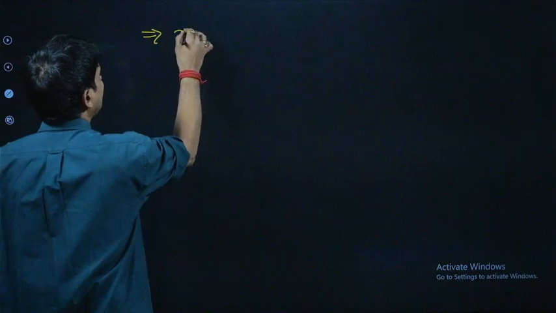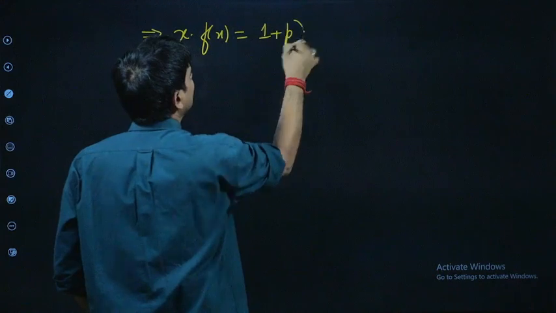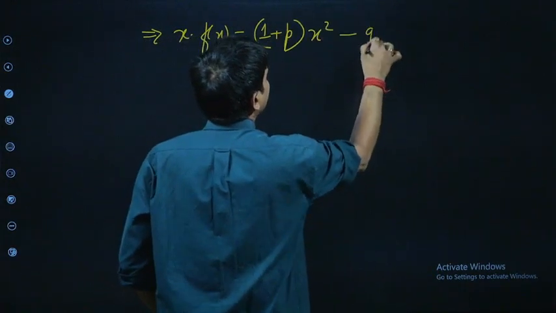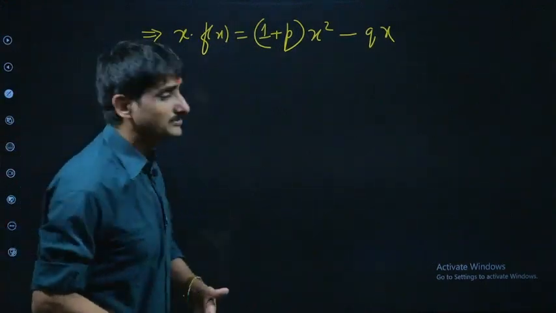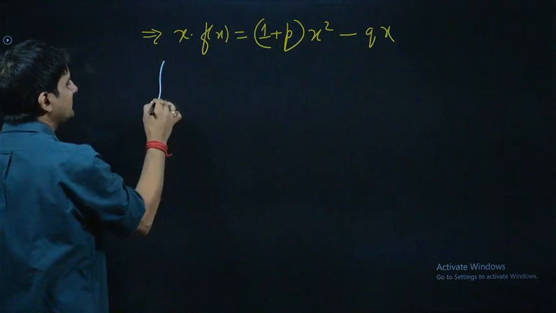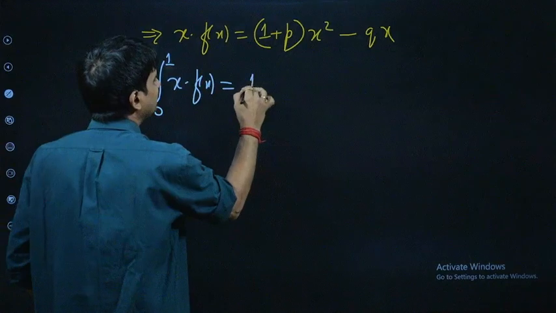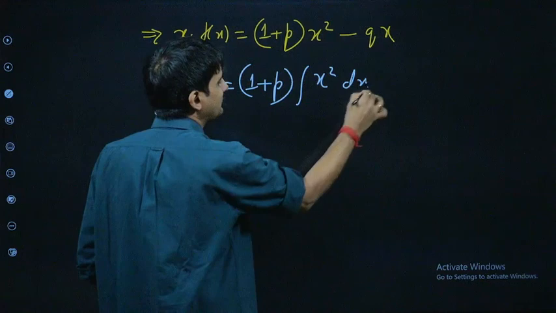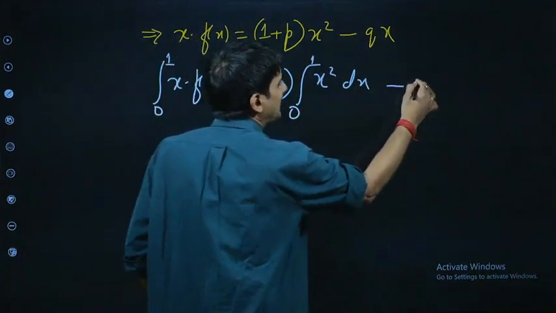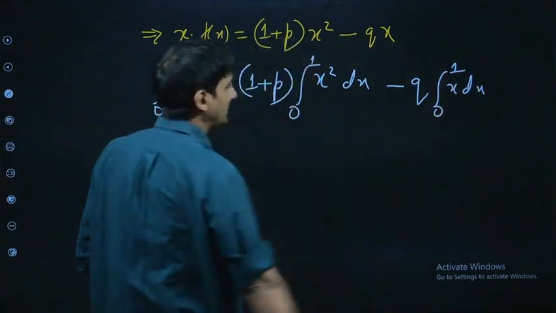So what do we get? x times f of x is equal to 1 plus p times x square minus qx, and now again integrating between 0 to 1 on both sides. So we get integral 0 to 1 of x times f of x equal to, again, 1 plus p is a constant, we all know it, integral of x square with respect to x from 0 to 1, minus q, again a constant, integral of x with respect to x from 0 to 1.